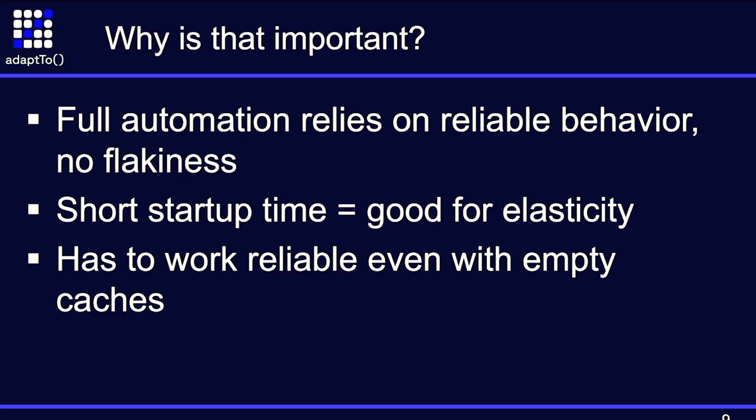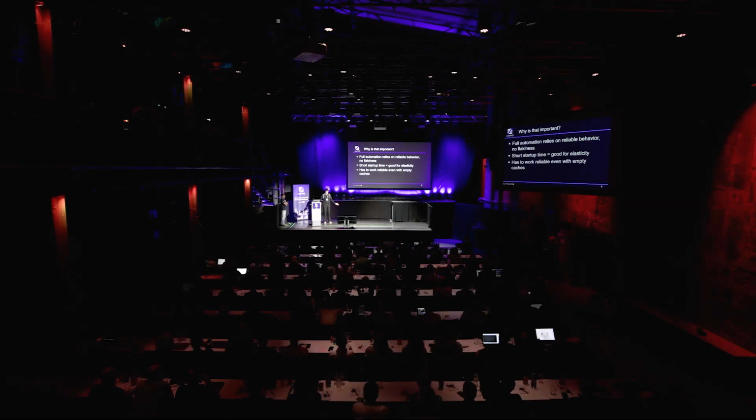So, why is that even important? Because our automation really relies on reliable behavior, no flakiness. It needs to behave always the same. It means it's not acceptable if the startup today takes 6 minutes and tomorrow when you start it up, it takes 1 hour because you added some migration step into a service startup. That's not going to work.